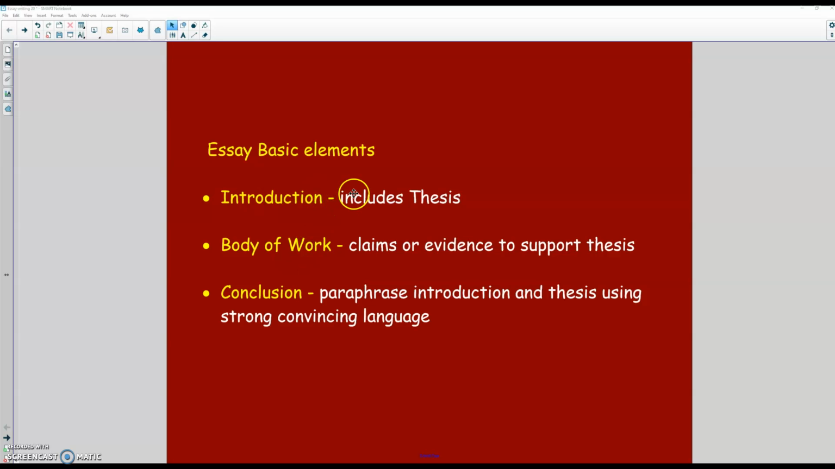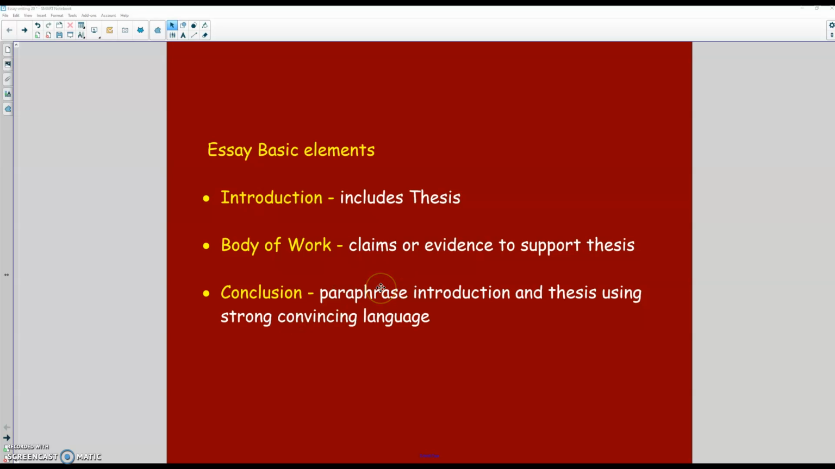In the introduction, it'll include a thesis, and I'll explain what a thesis is in the next slide. The body of work is the claims or evidence to support this thesis, and in your particular case with the HSI report, this is where your artifacts and inferences would be. And of course, the conclusion, the third paragraph. And what you're doing here is paraphrasing the introduction and thesis using strong, convincing language.